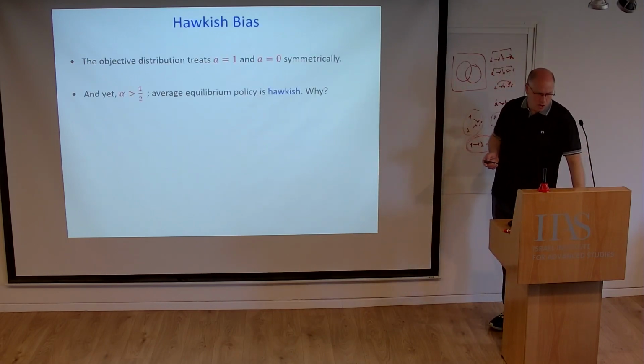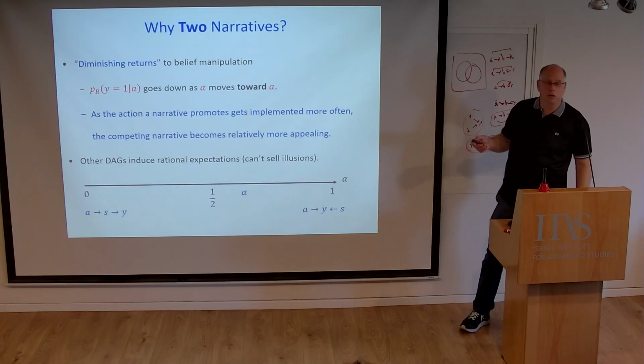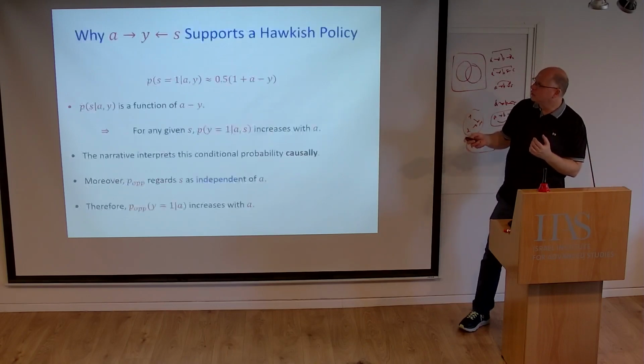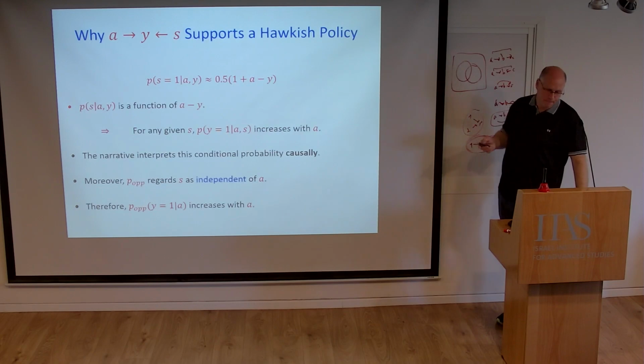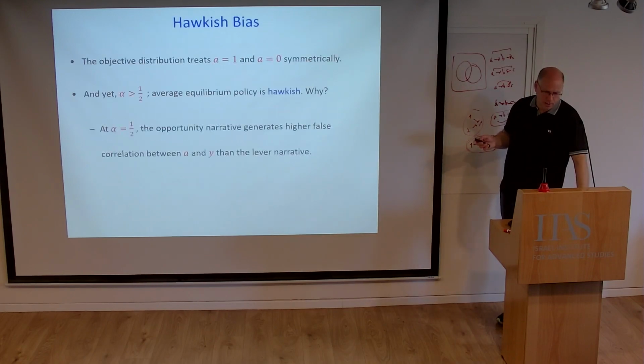I'm going to skip the hawkish bias. You see that everything was symmetric in the model. There was no asymmetry. Nevertheless, you get this 0.57 prediction. That's because the two narratives are just different in terms of how they distort probability, so that creates an endogenous asymmetry. So I'm going to skip the hawkish bias.